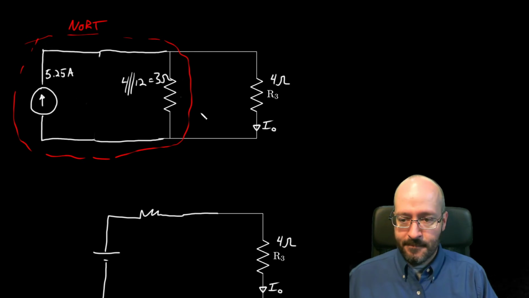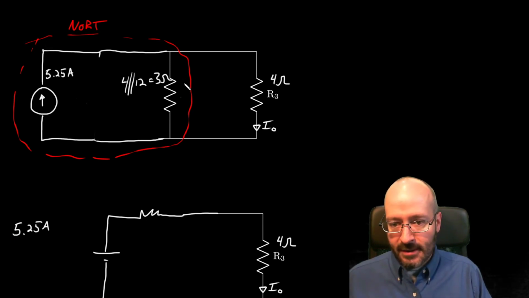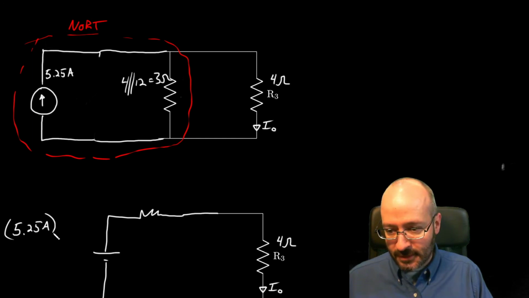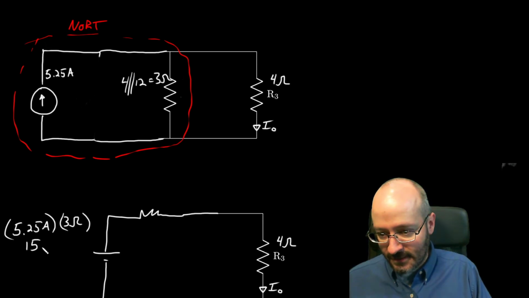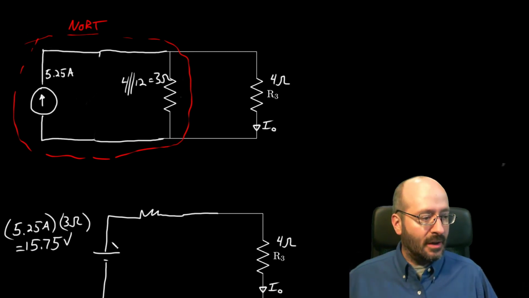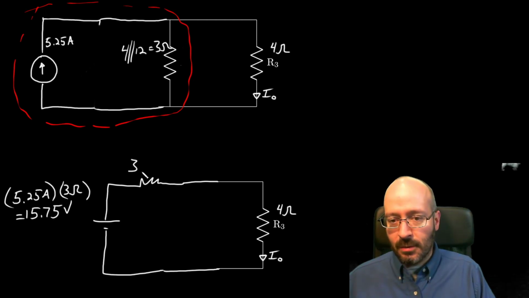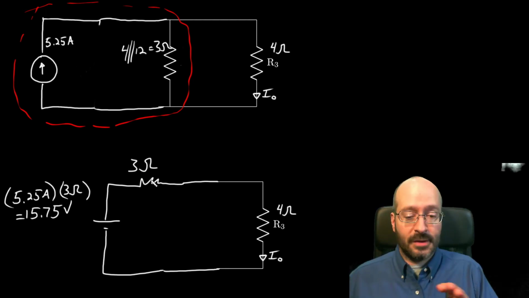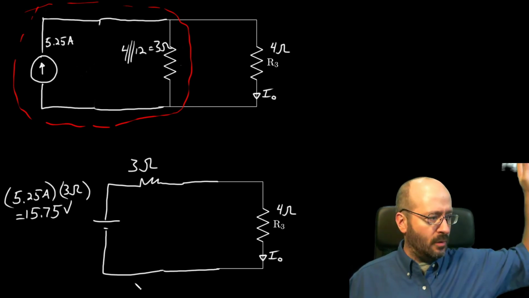Okay, making this conversion, we take I Norton, 5.25 amps, and we multiply it by R Norton, so that's going to be 3 ohms, 15.75 volts. Okay, that's the Thevenin voltage right there. R Norton is 3 ohms, and R Thevenin equals R Norton, so that just moves down here. No longer in parallel, now it's in series, but the value is the same. And everything's hooked back up to where it was.